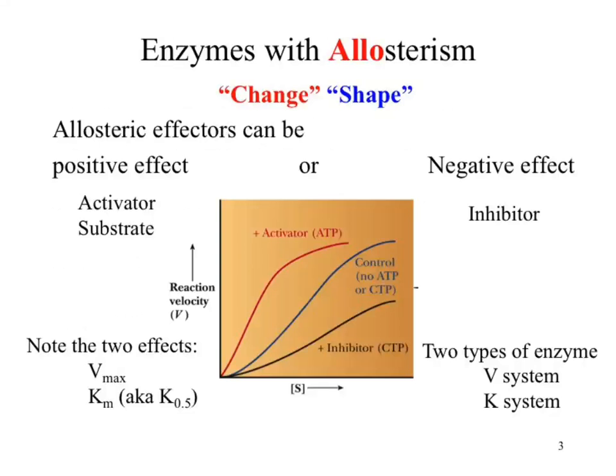I meant to check this, but I think I forgot to verify. But allo, you're looking at a change, and sterism, you're referring to your shape. So allosterics is ultimately how does our shape change? And when we're looking at an enzyme, how does the enzyme shape change through the course of an individual reaction?